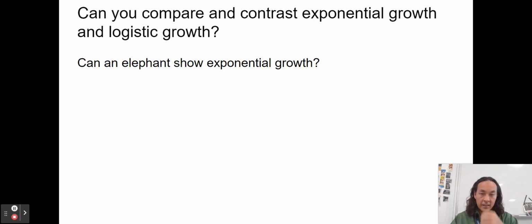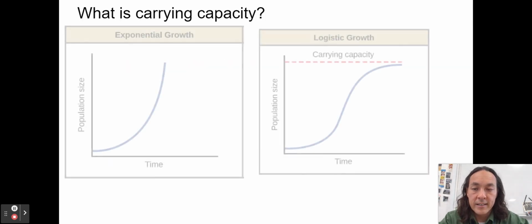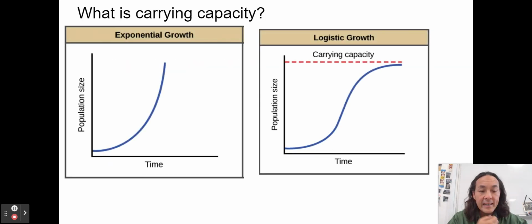All right. Can you compare and contrast exponential growth and logistic growth? Can an elephant show exponential growth? That's what Charles Darwin famously argued, and the answer is yes, right? Exponential growth, any organism is capable of it. They can keep reproducing, and they'd eventually fill up the entire planet. But no organism can go through exponential growth forever because they eventually run out of resources. And that is why we then turn into logistic growth.